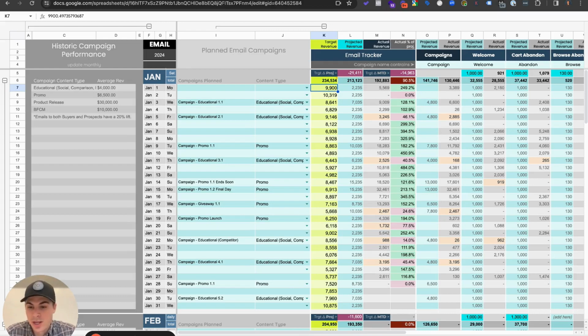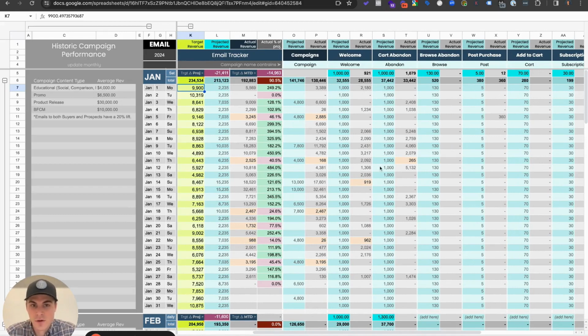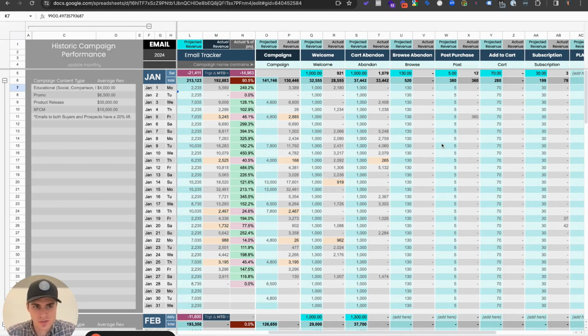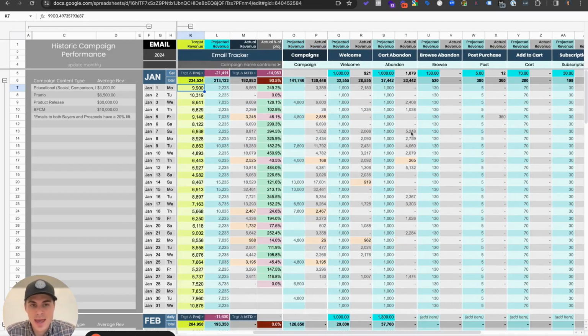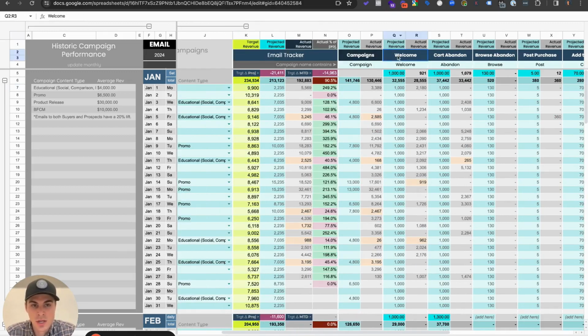So we look at that in two main ways. For the email program, there's going to be campaigns and flows. Each of those are going to contribute revenue for the total program. And you can start with flows as more of a consistent expectation of what the revenue is going to look like. So we have here welcome, cart abandon, browse abandon, post purchase, add to cart, subscription flow, and you may have some others, but account for each one of those. And we're creating buckets for each of those to be able to then project the revenue and track against it. So each of these are the flow revenue buckets that we have for the coming month.